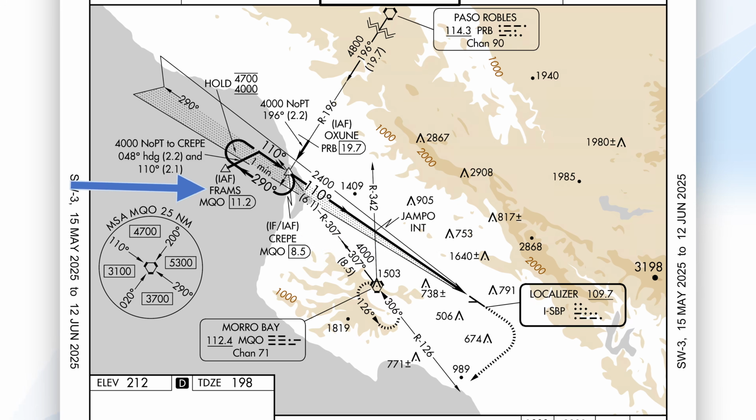The third initial approach fix at Frams is over the Pacific, so it really wouldn't apply to us. Though if you were to fly it, you would also be able to skip the hold and low procedure turn because it too is labeled no PT. So for us, I think the Oxun initial approach fix works the best.